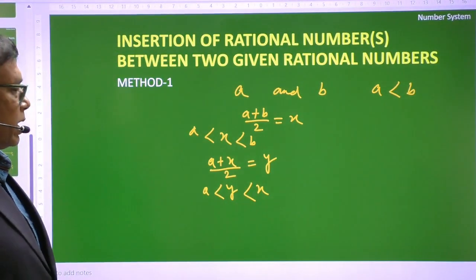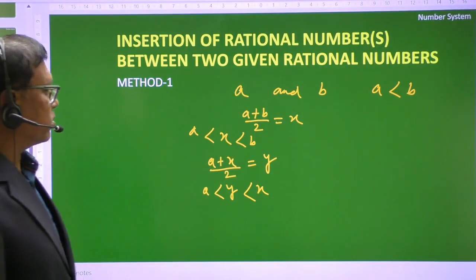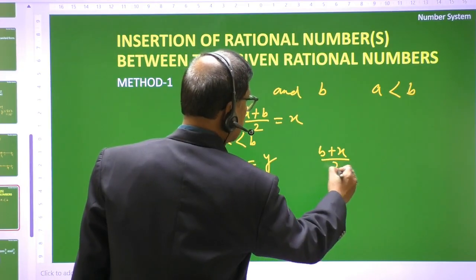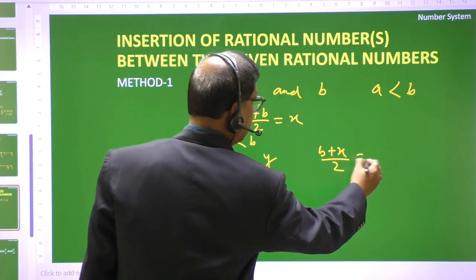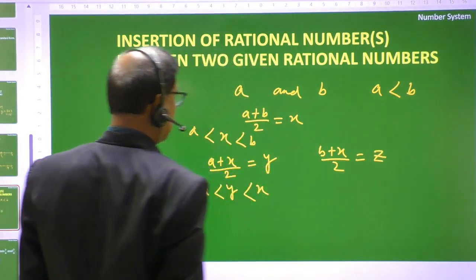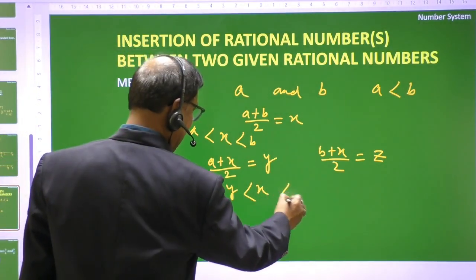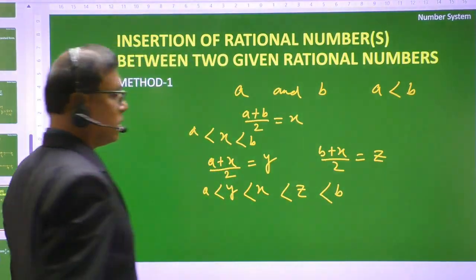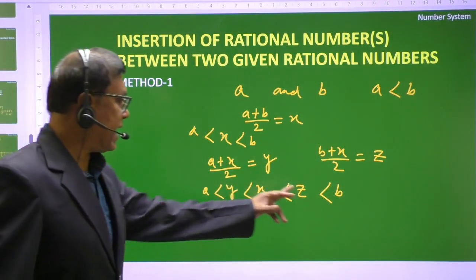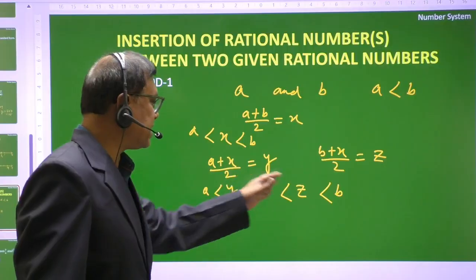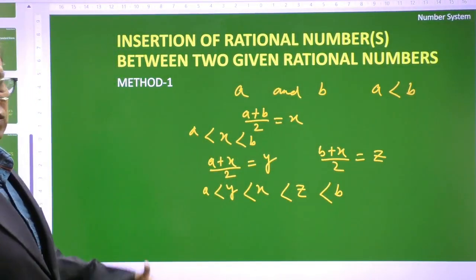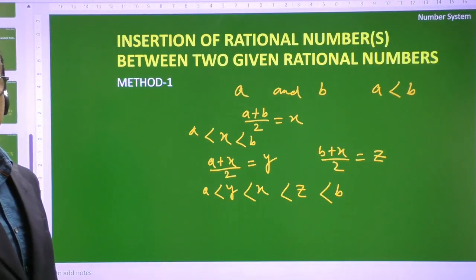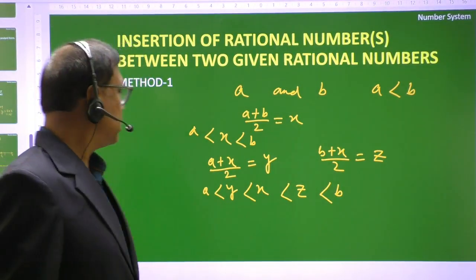If I want one more, then we'll find the average of B and X, that is (B plus X) by 2, and if I mark that by Z, then X is less than Z and Z is less than B. See, that means between A and B, three rational numbers are inserted. So like this, we can insert many more rational numbers between two given rational numbers. I think this part is clear, students?